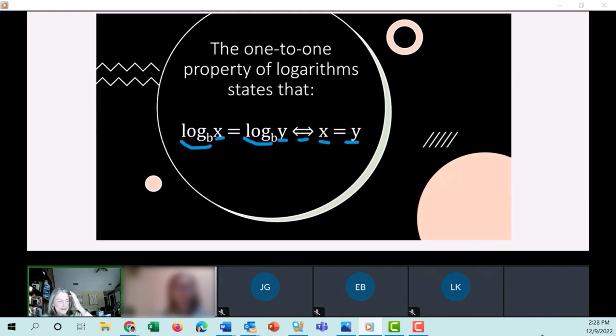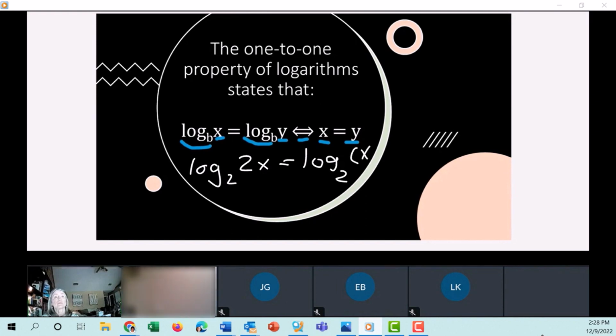Let's put the example log base 2 of x. So let's replace b with the number 2. And let's replace the x with an expression, 2x, and then equals log base 2, we have to have the same base for this to work, of x plus 7. All right, what's the equation that I can set up using the property of logarithms? Either on the mic or in the chat, type out the equation I can set up. So we basically cross this out, and what's the equation that's left?